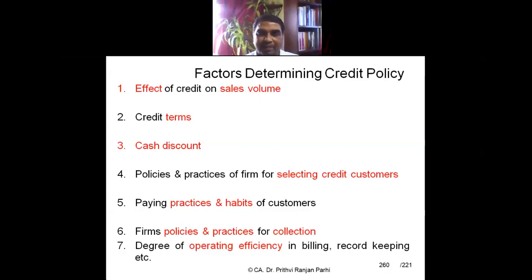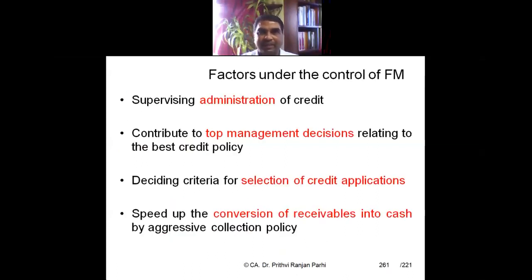Paying practices and habits of the customers. The firm's policies and practices for collection. Degree of operating efficiency in billing, record keeping, etc. How fast your organization is able to raise a bill, and how fast the organization is able to collect the payment. All these factors are relevant for deciding credit policy.